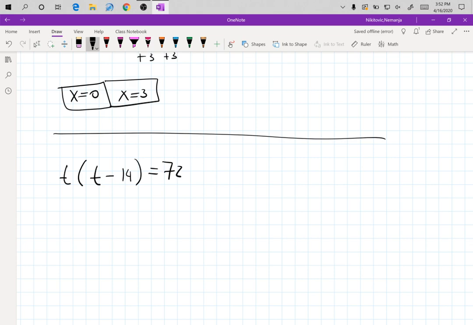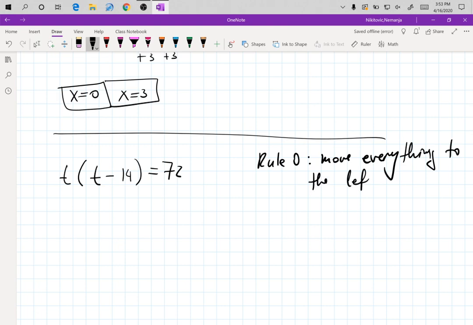Alright, so remember, rule 0 says move everything to the left side. So we have t times, this distributes, so t times t is t squared minus 14t. And then we just have to bring our 72.